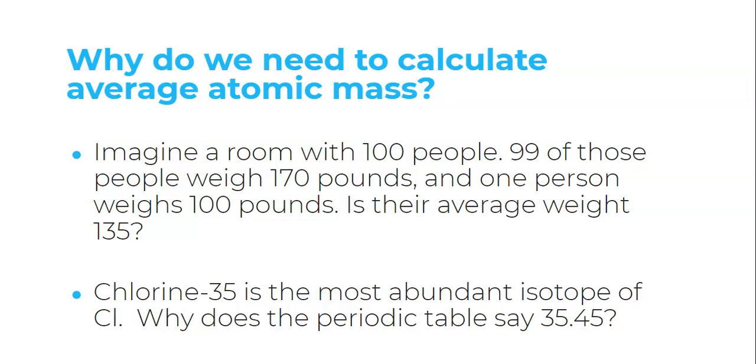Now, you might remember that chlorine had 2 common isotopes, 35 and 37. Chlorine 35 is most abundant, so why does the periodic table say 35.45? Well, because 35 is more abundant, it pulls the average mass closer to it. So the average atomic mass is always going to be closest to the most abundant isotope.